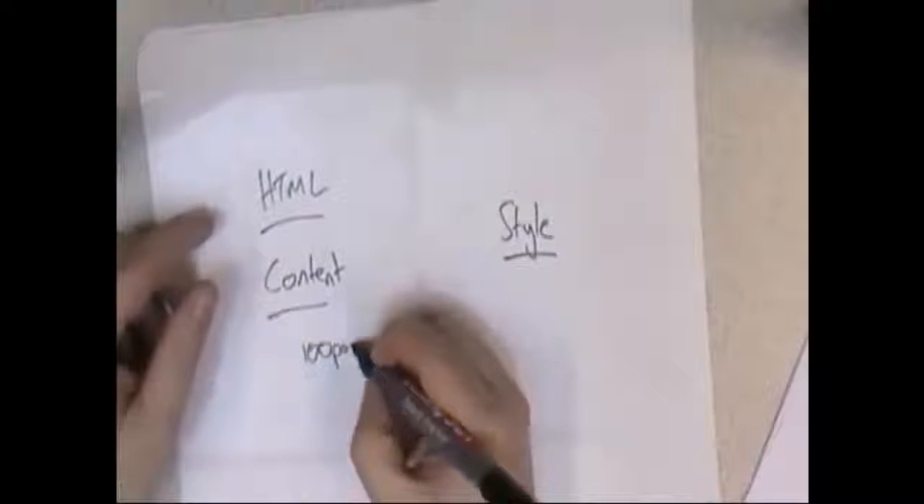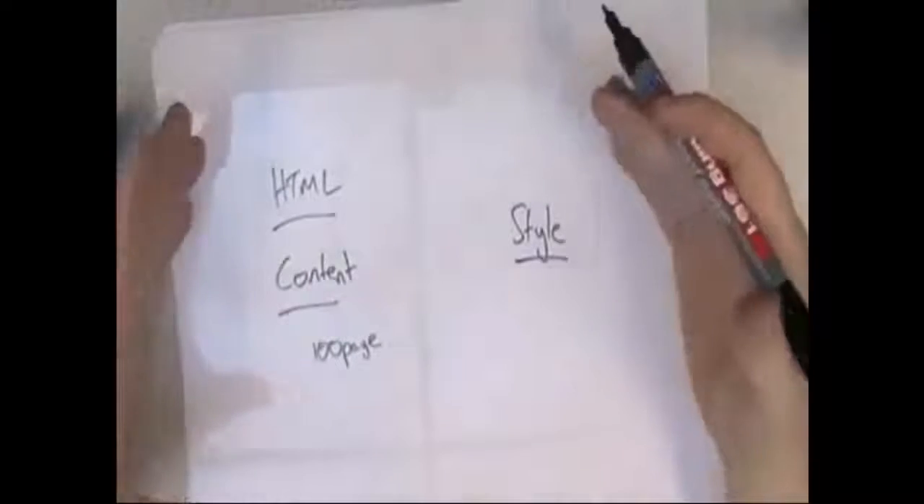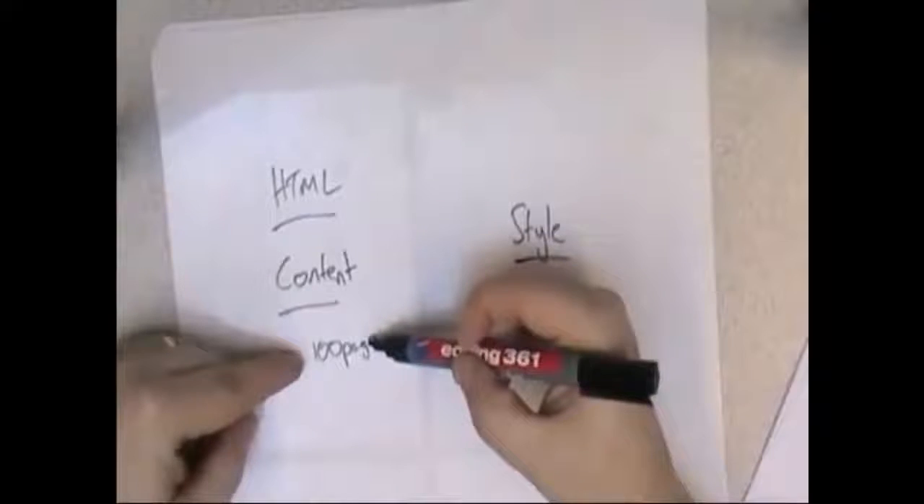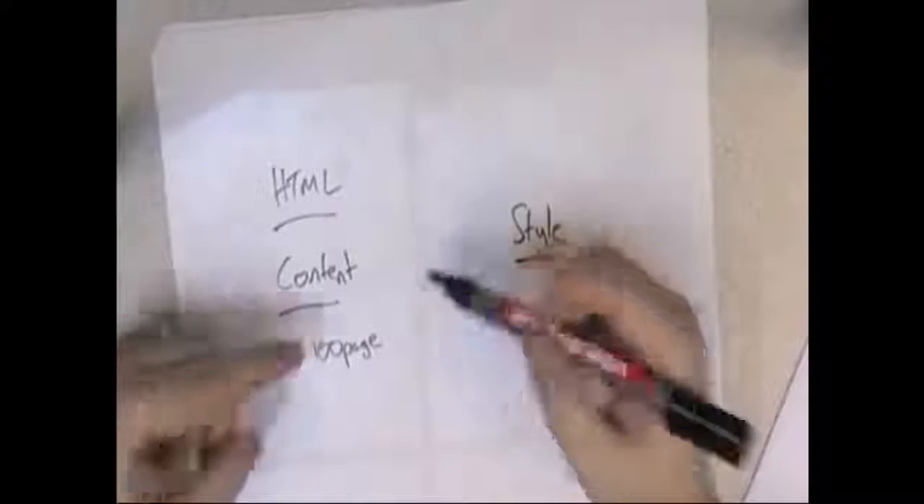If you've got 100 pages on your website and you're changing your corporate image, you want to change the background colour from blue to red on every page. That means you have to go to every single HTML page and change the tags on every single HTML page to change the colour.